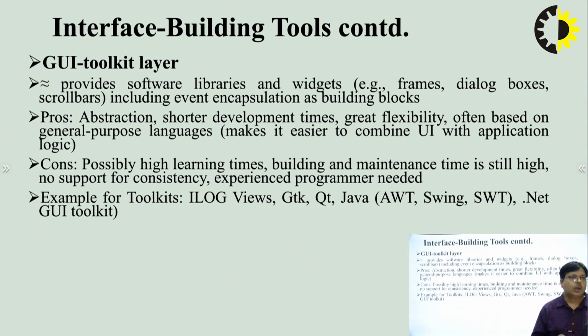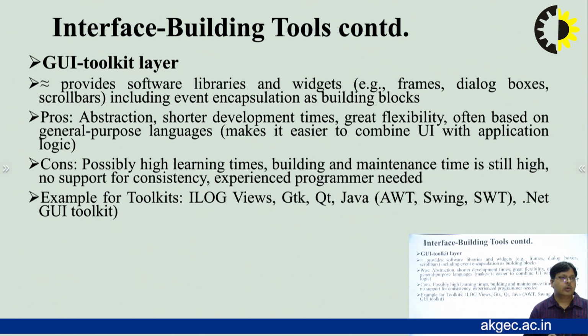And now the GUI toolkit layer. This is the improved layer that we are using nowadays. It provides software libraries and widgets, various frames, dialog boxes, scroll bars, various menus, and includes event encapsulation, as a building block. So many interactive services and frameworks are available, whereas libraries are inbuilt to ease the developer's task, right? So what are the advantages of the GUI toolkit? It makes our life easy and things become very handy for development purposes.